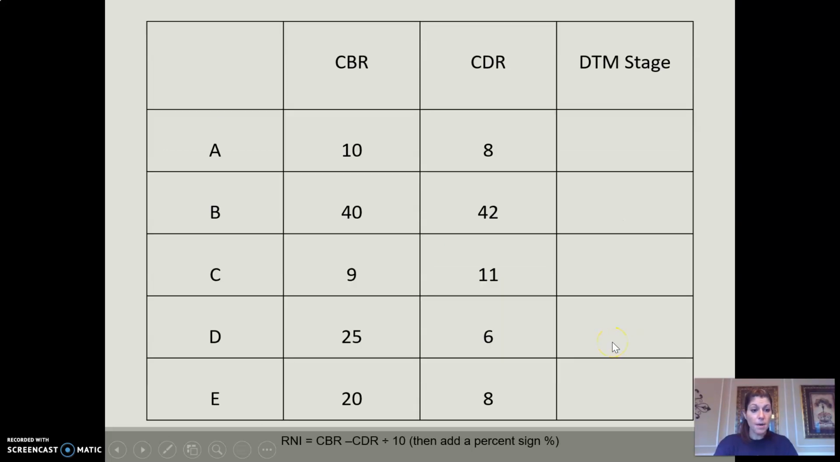Again, do the same thing. Pause and see if you can determine the stage of demographic transition. And again, were you correct? Stage 4 for country A, stage 1, stage 5, 2, and 3.